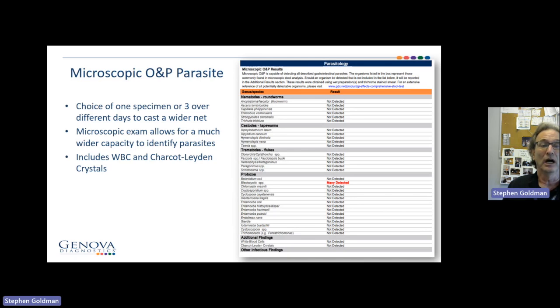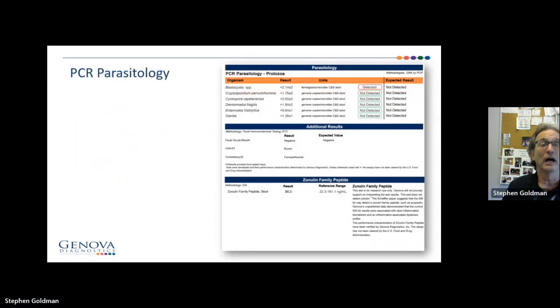We also look for things like Charcot-Leyden crystals that come with parasites, and white blood cells under the microscope. Again, rare, few, moderate, many. And then the PCR parasitology, the DNA findings. Again, you can only look for what you designed it to look for. So if you're only doing a stool test that has DNA for parasites, you can only detect what you decided ahead of time to find.